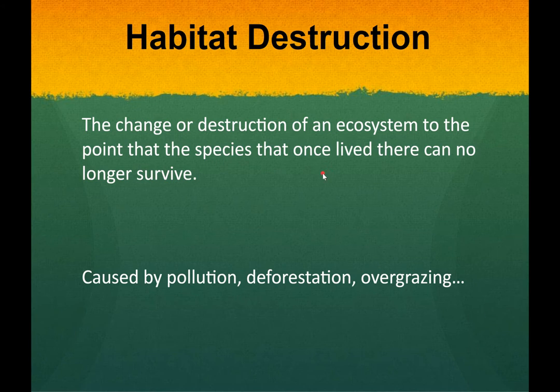The change or destruction of an ecosystem to the point that the species that once lived there can no longer survive is known as habitat destruction. Humans do a pretty good job of destroying habitats, either through pollution, deforestation, overgrazing, desertification. A lot of habitats can be destroyed through urban sprawl, where we are building more houses, or we're turning forests into farmland.